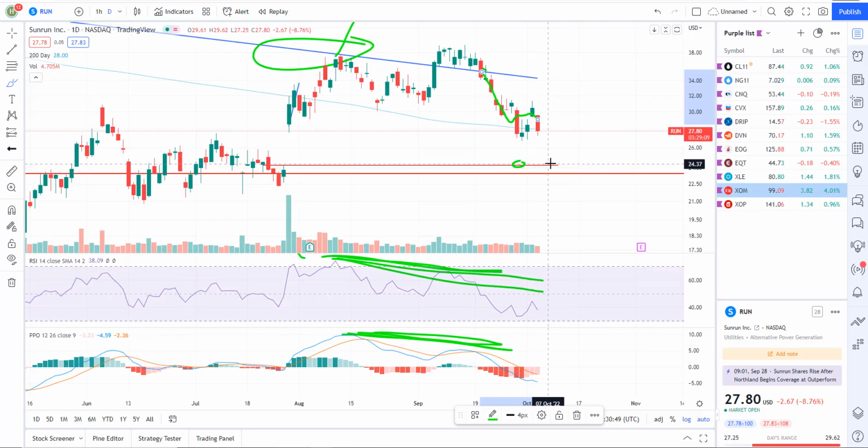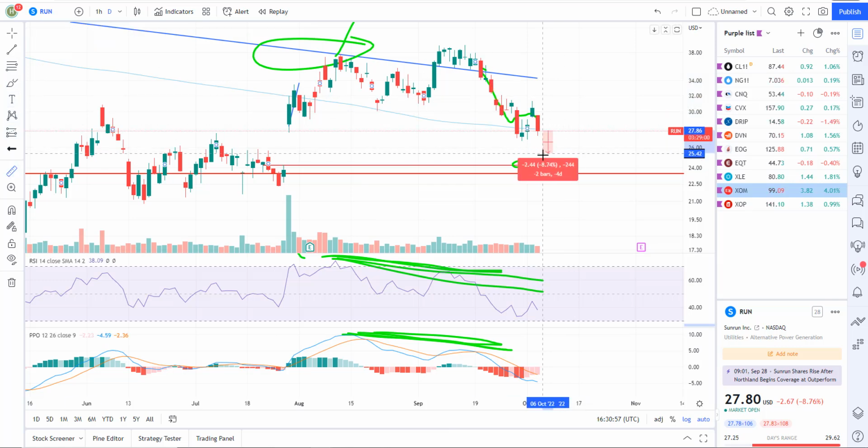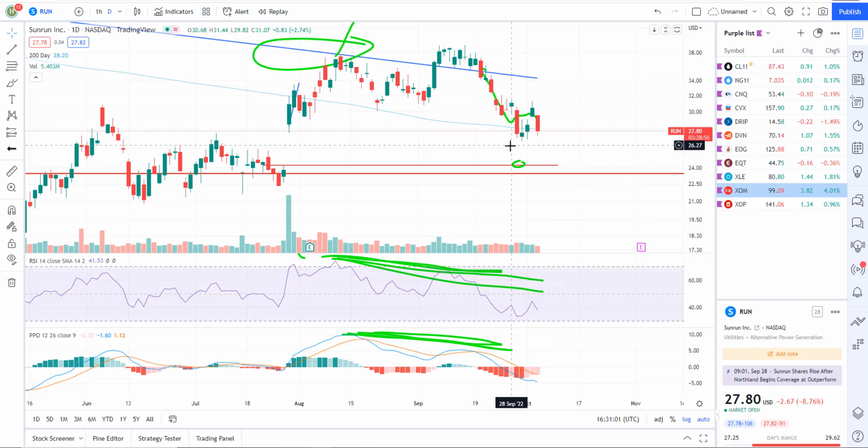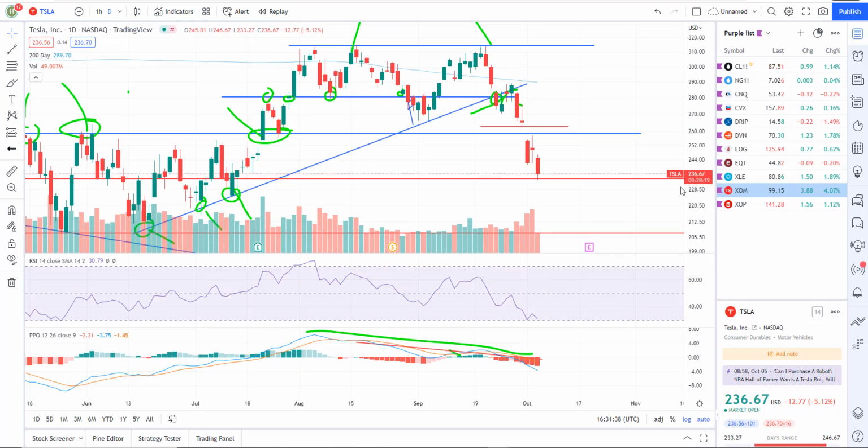So, and the target, we're almost to the target, to be honest. The target I have right now is about 24.30. We've only got another 12.5% more to go to get to the target. So I like it. Staying with the trade.